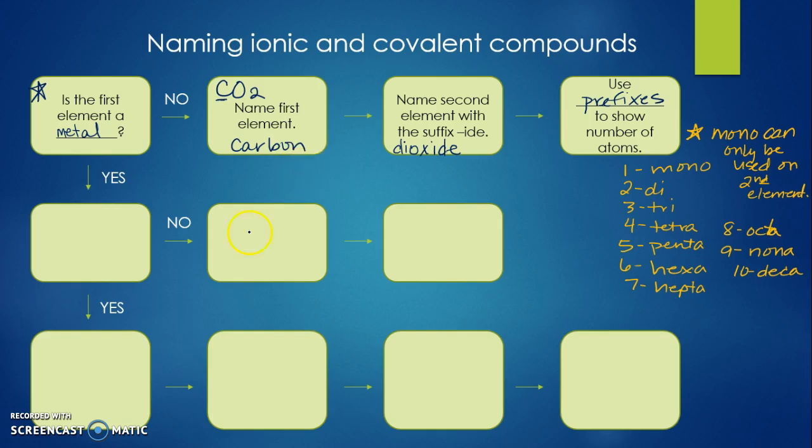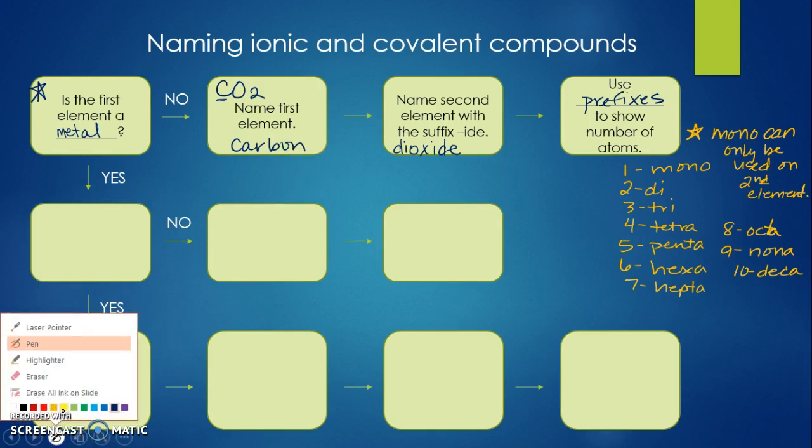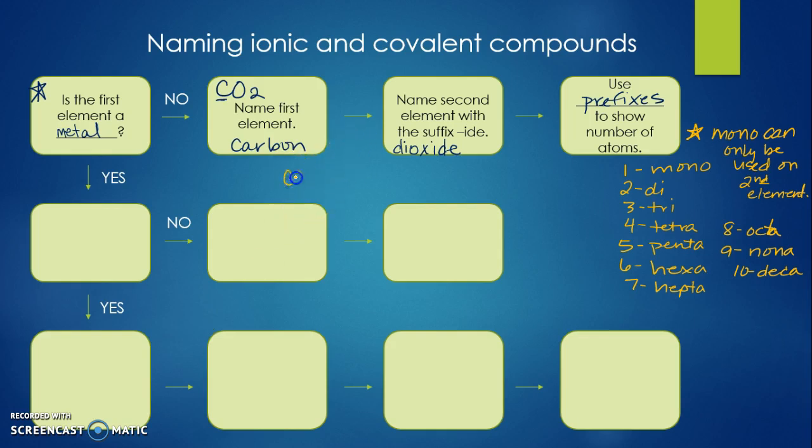All right, so what if we had another example? Let's say that we had CCl4. First element, is it a metal or a non-metal? Well, it's a non-metal, so we name it carbon. All right, name the second element. Well, the second element is chlorine, but we name it with an IDE suffix, so it's going to be chloride. And we have to put in prefixes. First element is just 1. Do we use mono on the first element? No. So we don't put anything for the first one, but there are 4 chlorines, so we say it's tetrachloride. So carbon tetrachloride. All right, not too bad, right?